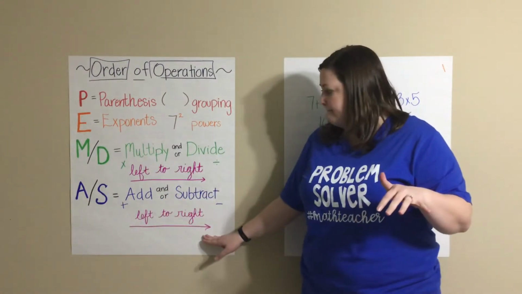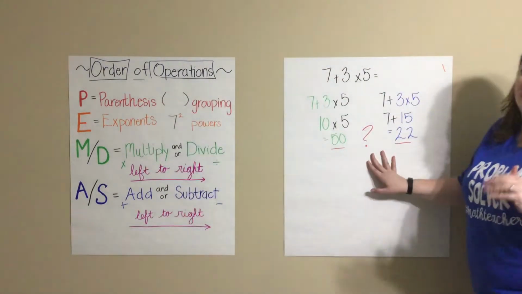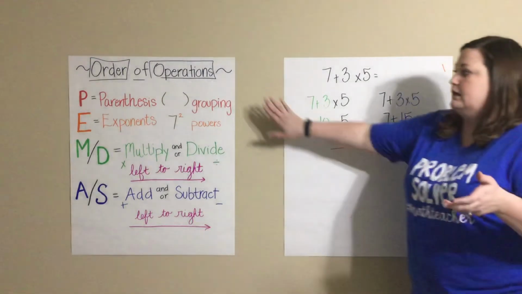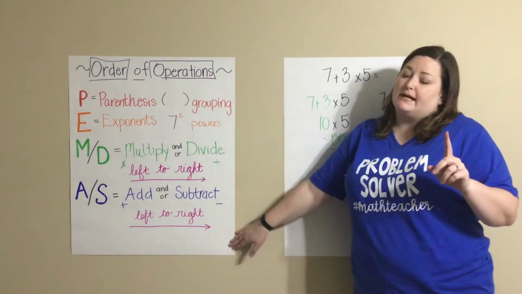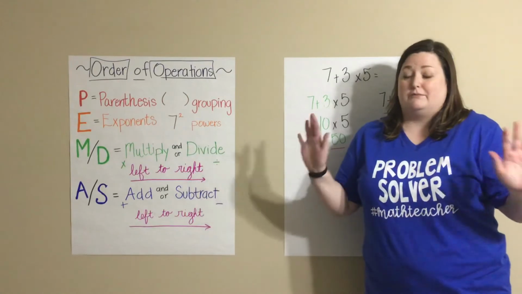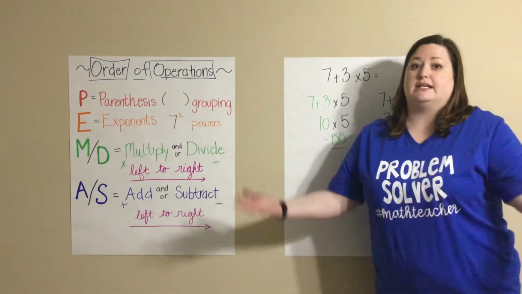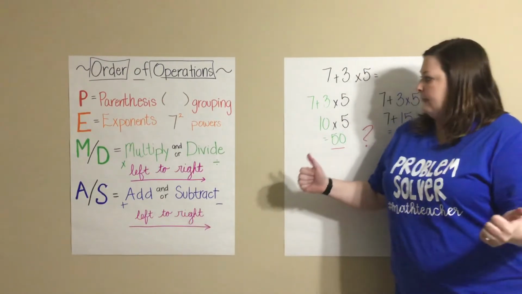Okay? All right, so let's go back to this problem and figure out which way actually follows our order of operations. Now, let me say this too. Order of operations is something that has been agreed upon throughout all of mathematics and science. Okay, so this is how everybody does it. We've agreed to do it this way. So there you go. Okay, all right.